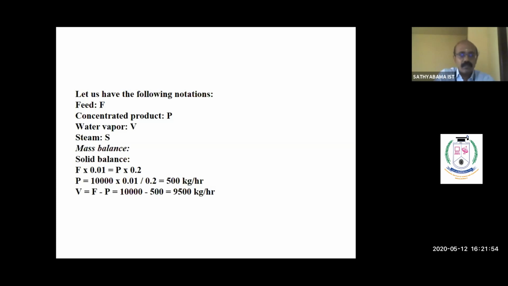So coming to calculate the vapor V, that can be calculated by F minus P, that is equal to 10,000 minus 500, that is 9,500 kg/h. So this is the overall mass balance where we have calculated P and V. Instead of L, I have denoted the product in terms of P and then vapor V. So by this, we have completed the mass balance.